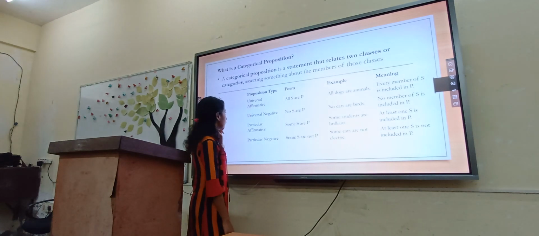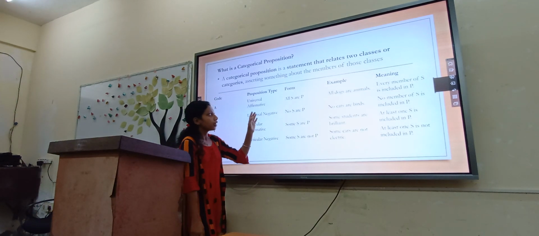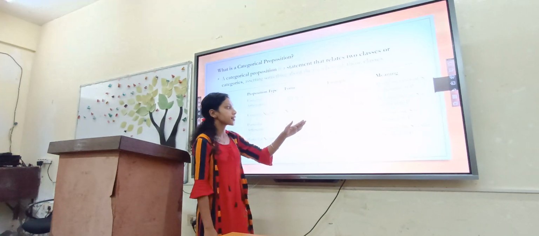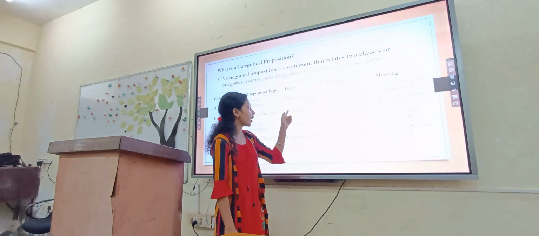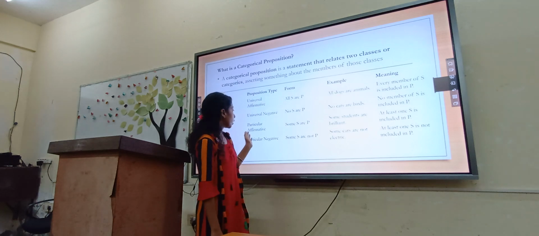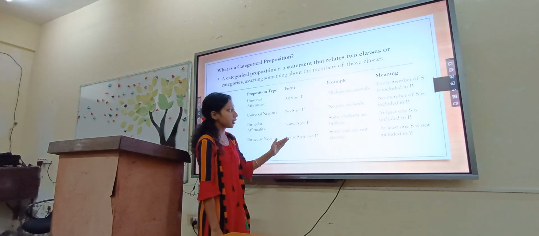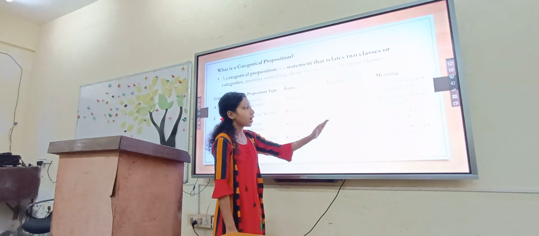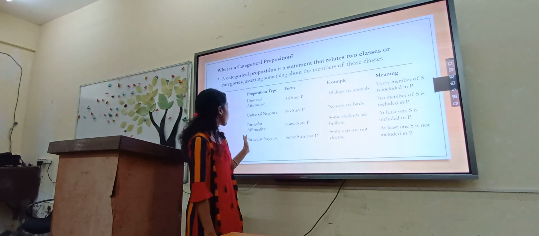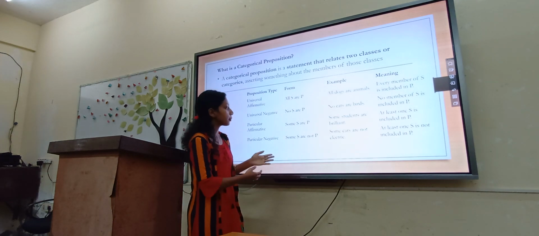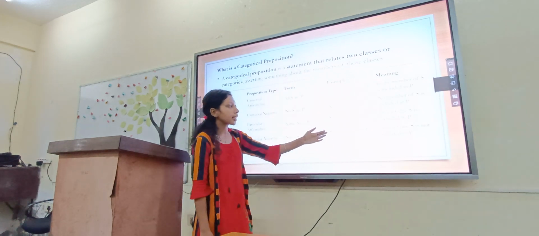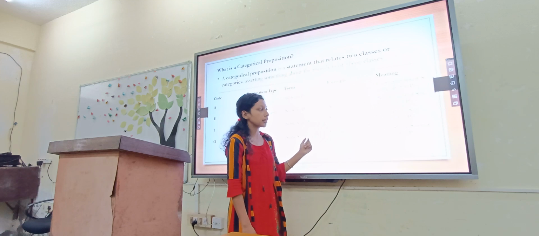Then the next code is E. It's universal negative: no S are P. Example: no cats are birds. So no member of S is included in P. Then I, particular affirmative: some S are P. So some students are brilliant. At least one S is included in P. Then O, particular negative: some S are not P. So some cars are not electric. At least one S is not included in P.